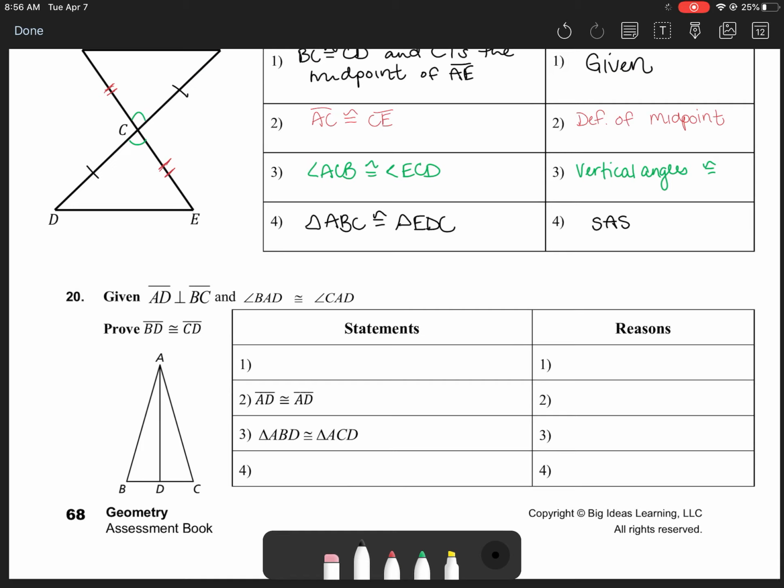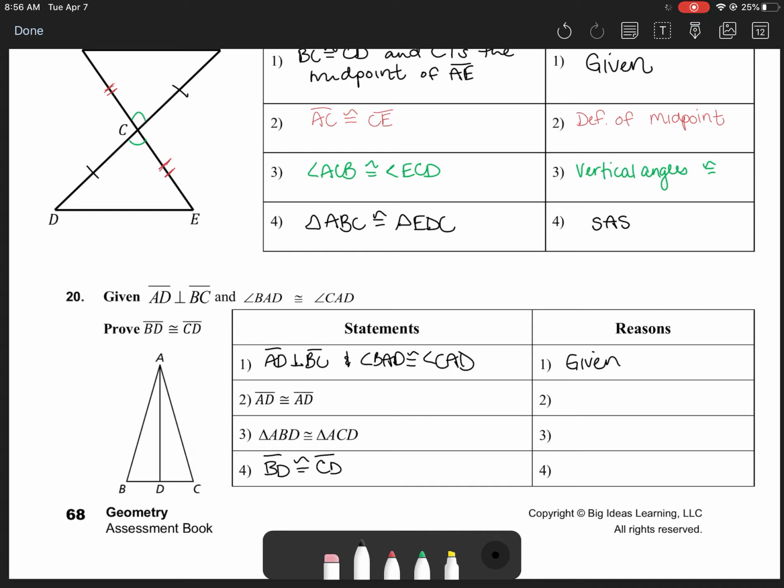For the last one, I'm going to start with the same process. I'm always going to write the things that I know to start with. AD is perpendicular to BC, and angle BAD is congruent to angle CAD. That is given to me. And my last statement, being BD is congruent to CD. I don't know the reason for that yet.